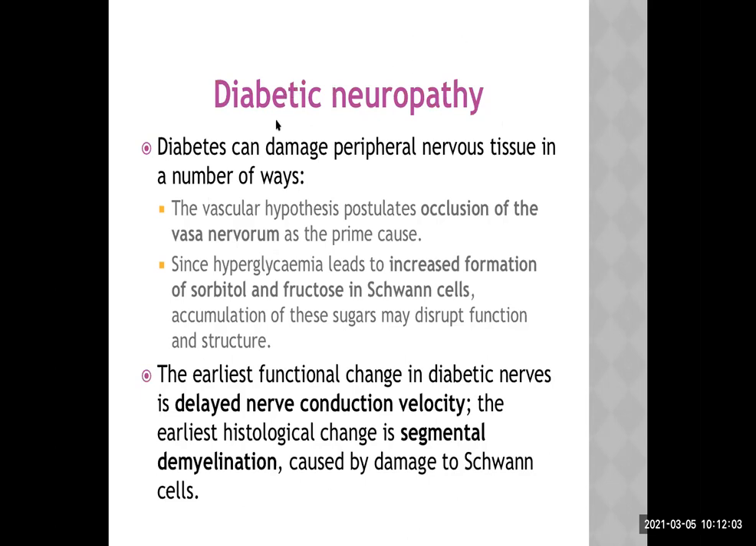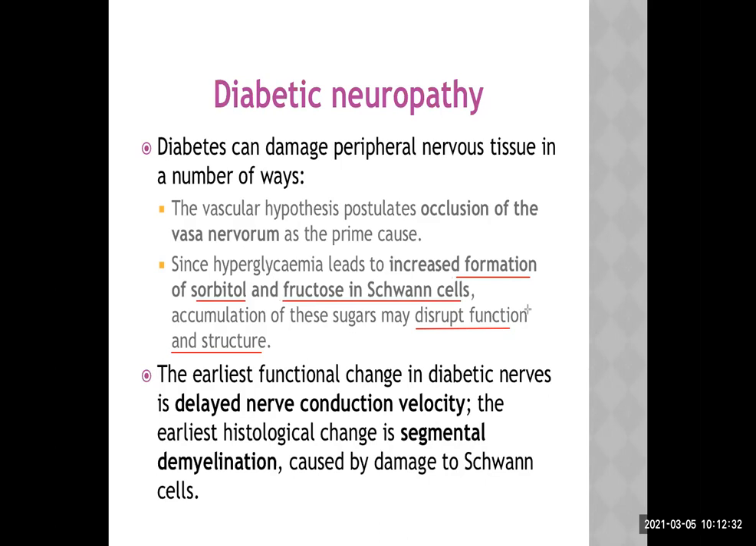The second point, hyperglycemia leads to increased formation of sorbitol, which is a type of alcohol, and fructose in the Schwann cell. Now, these Schwann cells will be disrupted regarding their function. What is the function of Schwann cell? They form the myelin sheath in the axon in the peripheral nervous system.